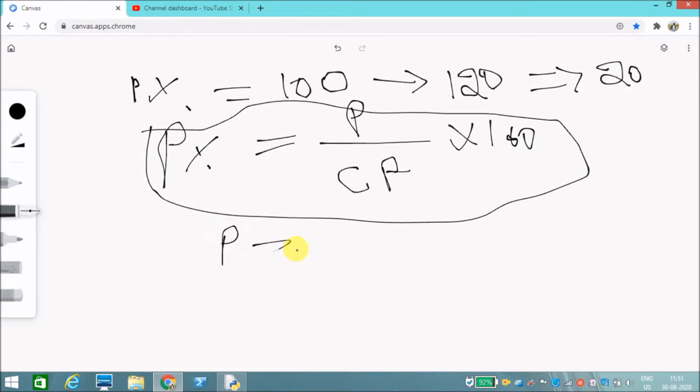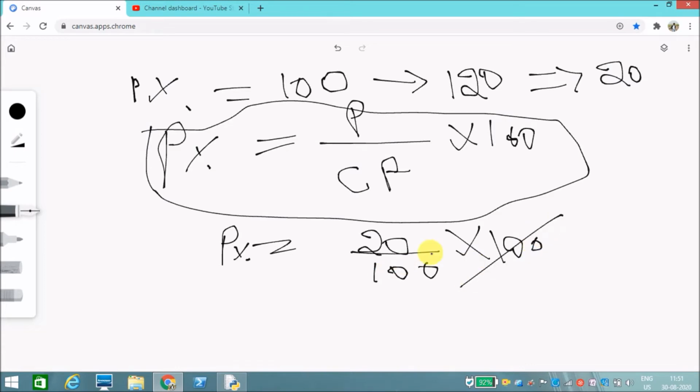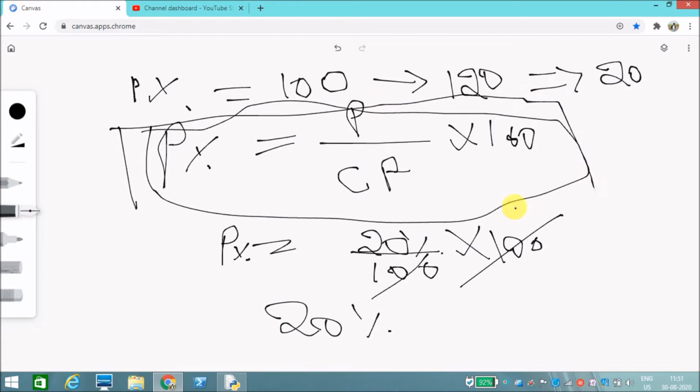Let's see, profit percentage is equal to profit, 20, divided by the cost price, 100, into 100. So the profit percentage is 20%. Like this we can find the profit percentage. Profit percentage can be found using profit by cost price into 100.